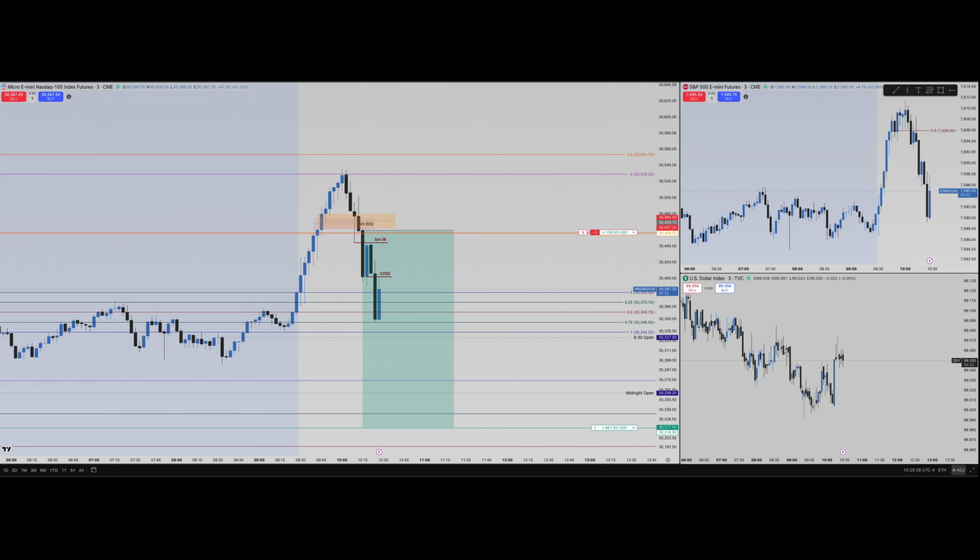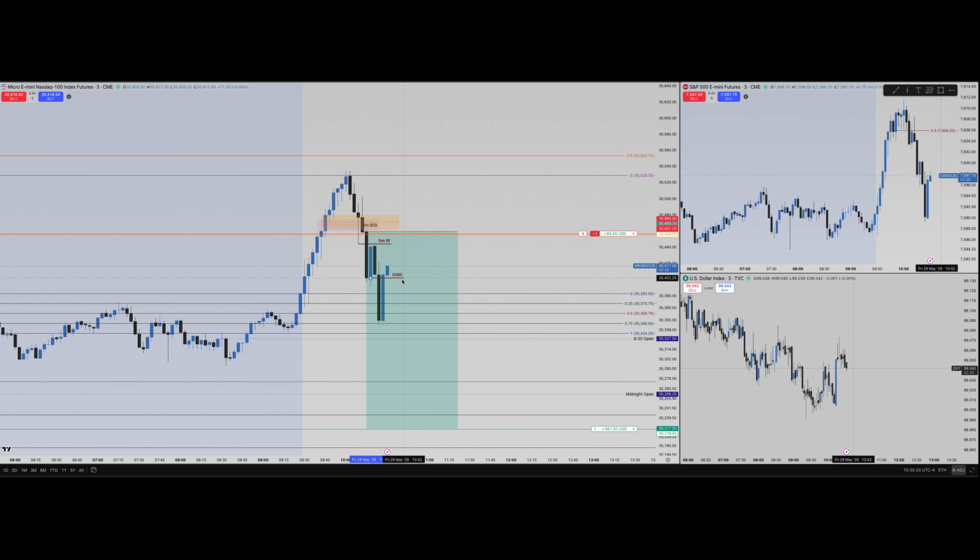And you can see how price wicked into the change in state of delivery, the opening price of that bearish order block. And I was just eyeballing the mean threshold of that bearish order block and seeing how price shows premium sensitivity at that level.